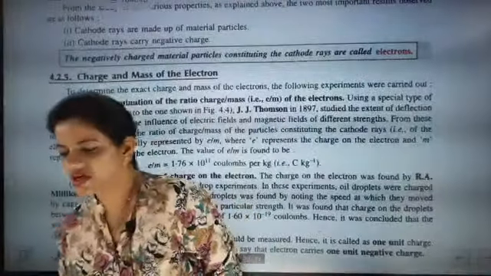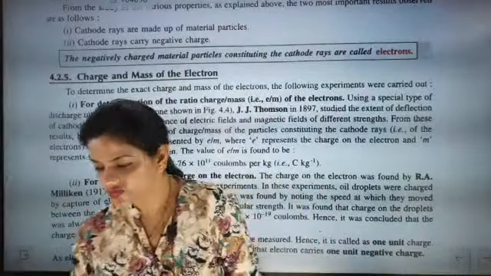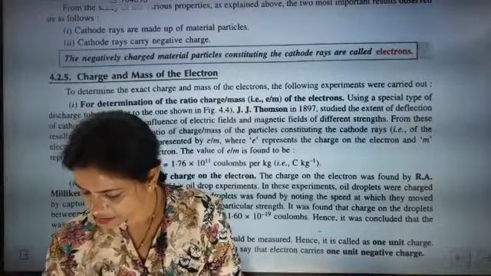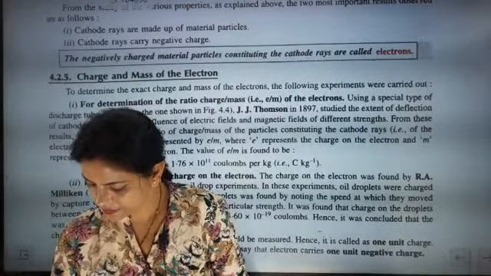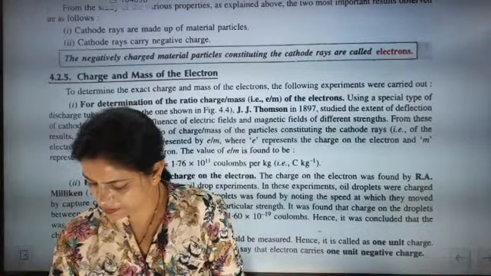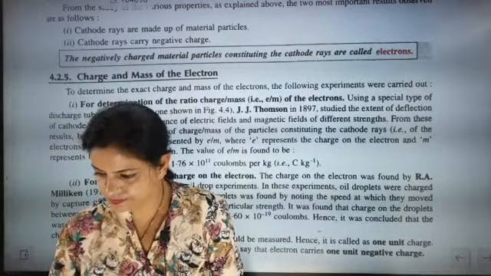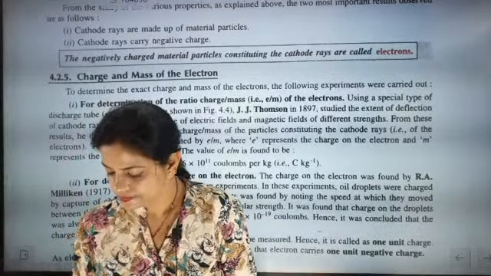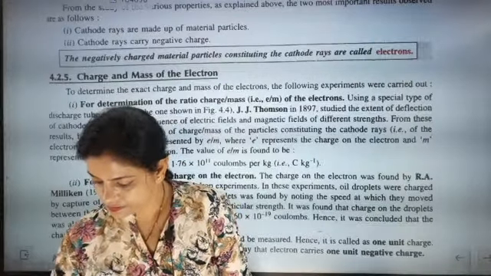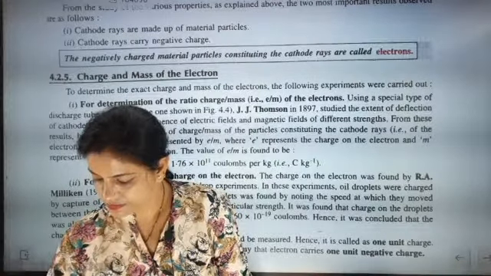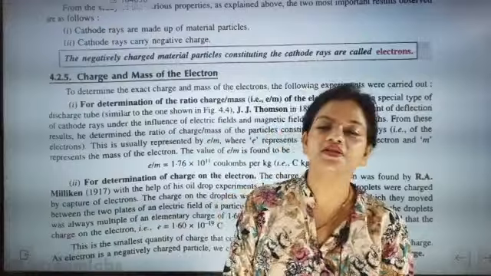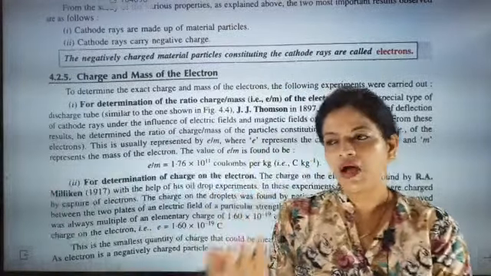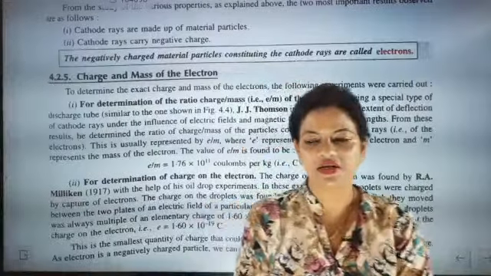So last class we started discussing the structure of atom. In that we were discussing how the proton was exactly discovered.